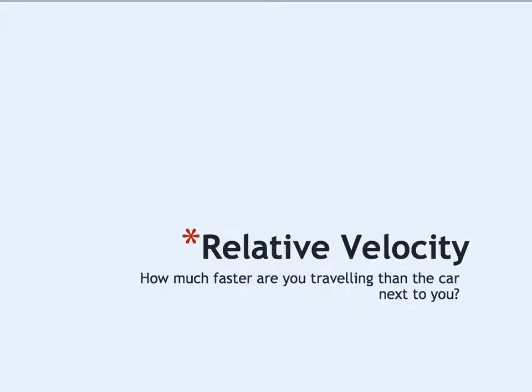Now we come to relative velocity. This is really about judging how fast you're going compared to another moving object that's going in the same direction or the opposite direction to you. So say you're going down the motorway and you overtake a car, the relative velocity is going to be the difference between the velocity you're going and the velocity that they're going. So let's have a look at this in action.